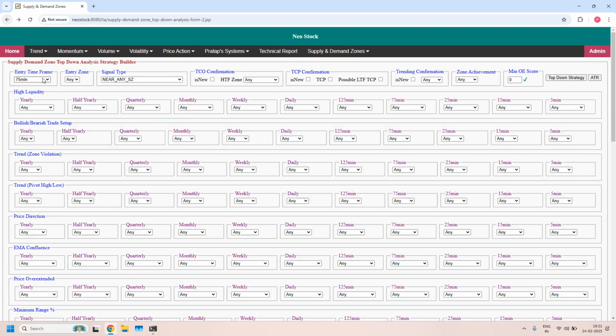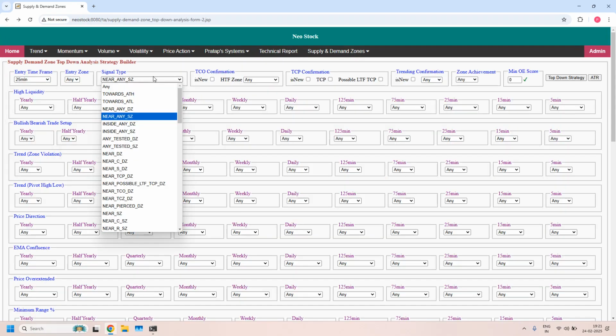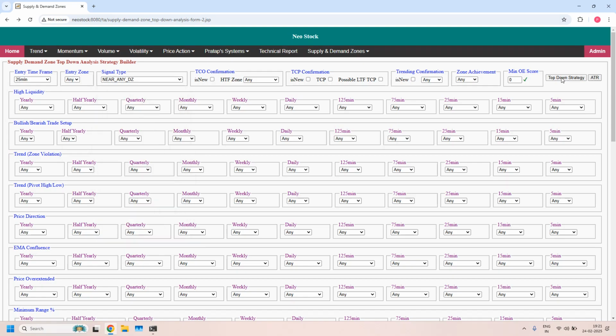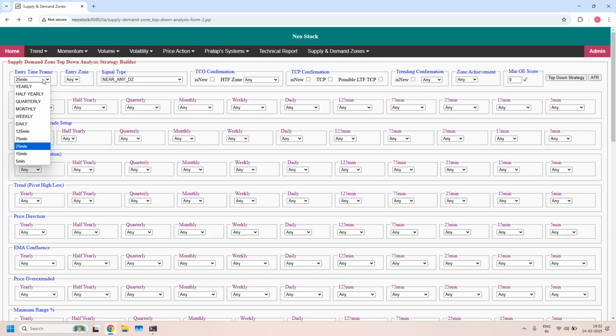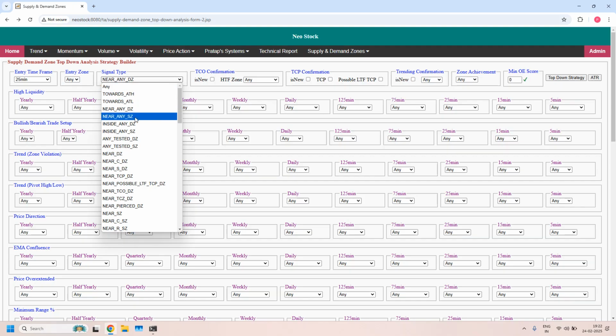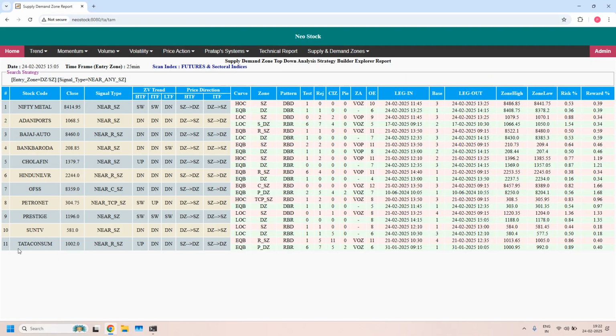Okay, next time frame is 25 minutes. Stocks near 25 minutes demand zone, we got 4 stocks. Next, 25 minutes time frame, stocks near 25 minutes supply zone, we got 11 stocks.